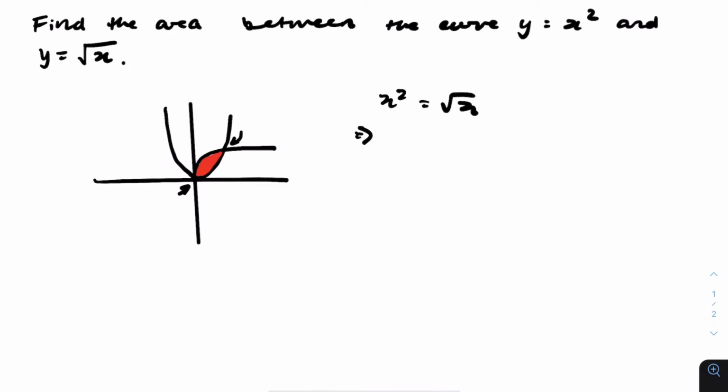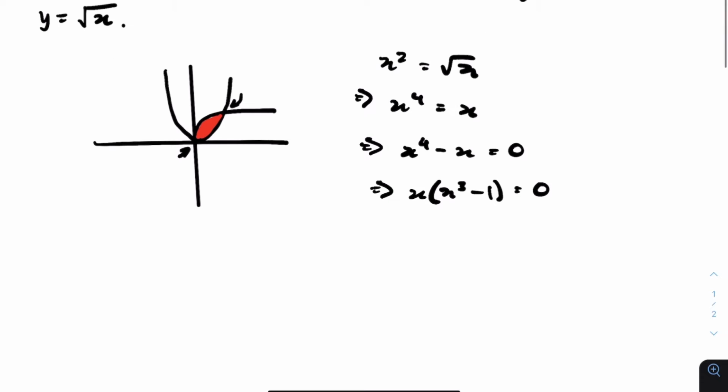If we square both sides, we get x to the power 4 is equal to x. Bring everything to one side, we get x to the power 4 minus x equals 0. And factor, this is our result. So we know that x is either 0 or x cubed minus 1 is equal to 0, which means that x is 1. So those are our two x values, our two solutions.